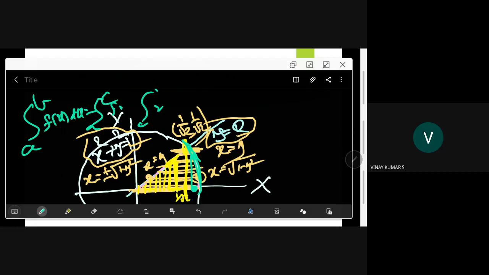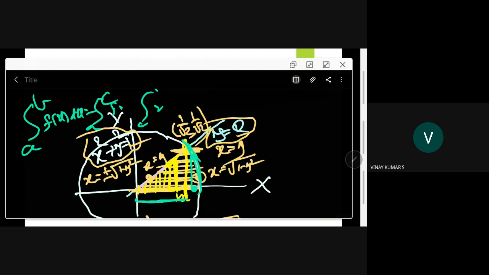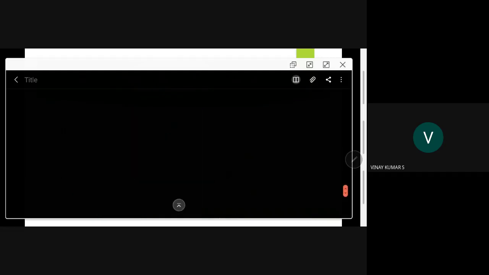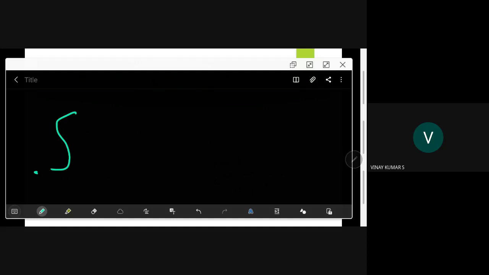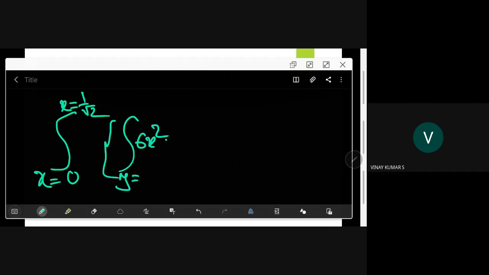If you follow first with respect to y and then x, from x from 0 to x is equal to 1 by root 2, the integrand is 6x square y, dy will be there, dx will be there. y will go from 0 to x. This is one part. See here.